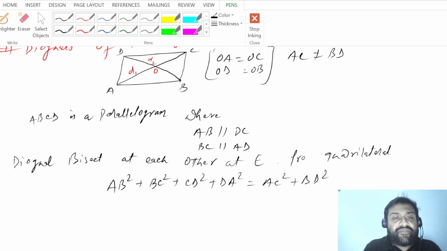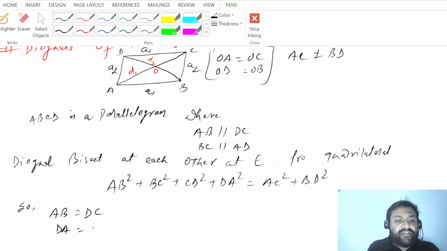Okay, so we can mark it as A1 and A2. So this is A1, so this will also be A1, and this is A2, so this will also be A2. Now we can see A1 and A1, so AB and DC will be equal. So AB is equal to DC and DA is equal to BC. Okay, so now just put it over here, AB, DA, and CD.